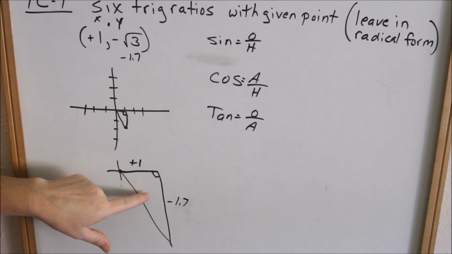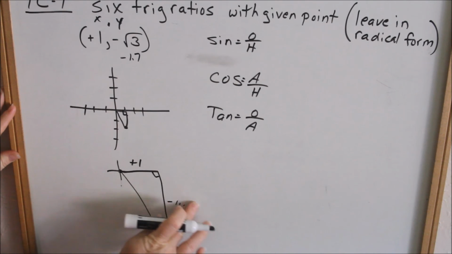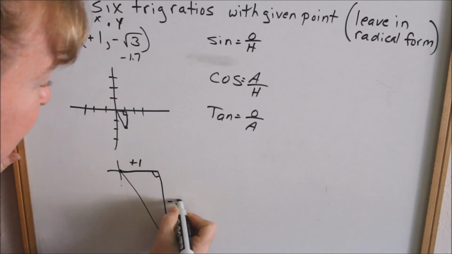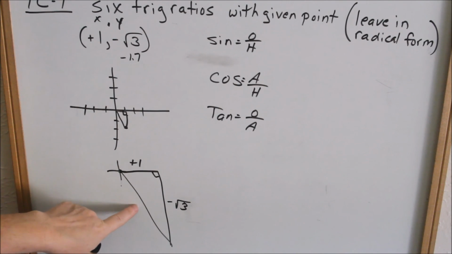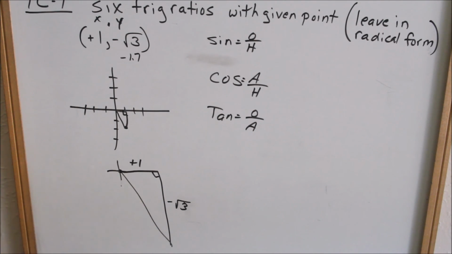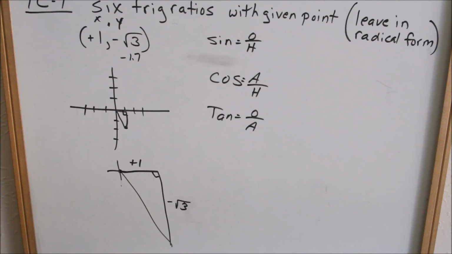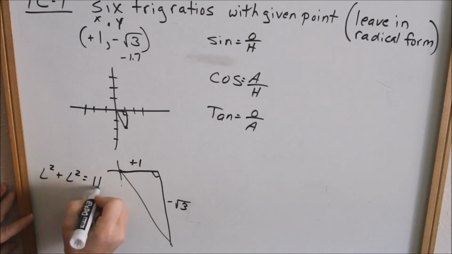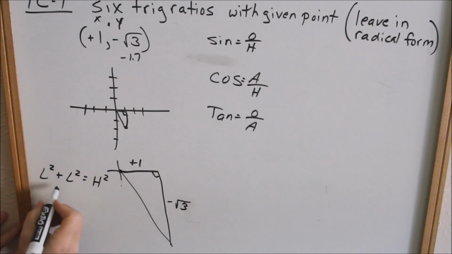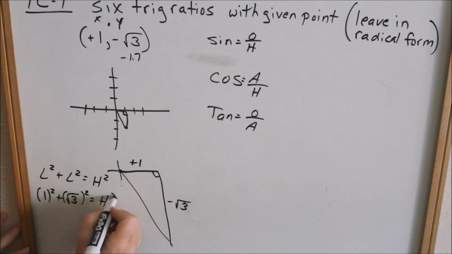Okay, so down here on the picture that I drew, I forgot we need to be using the radical. So this needs to be square root of 3, negative square root of 3. Okay, so I need to find the hypotenuse in order to do all of my trig values. How are we going to find the hypotenuse? Pythagorean theorem. Okay, Pythagorean theorem, leg squared plus leg squared equals hypotenuse squared. Well, one of my legs is 1, so 1 squared plus square root of 3 squared equals hypotenuse squared.